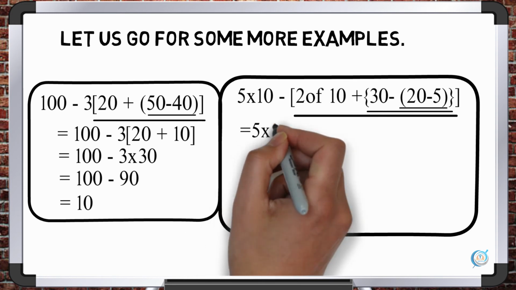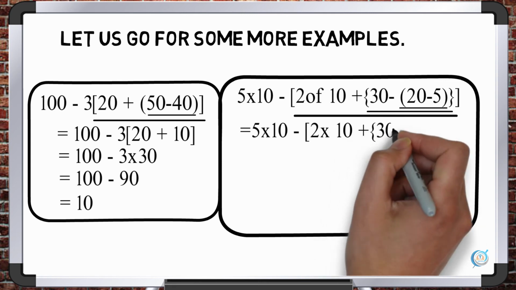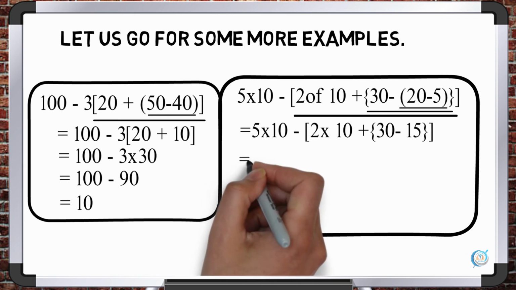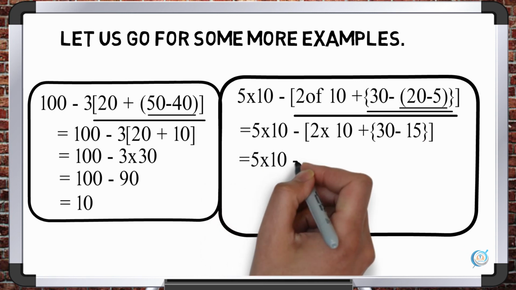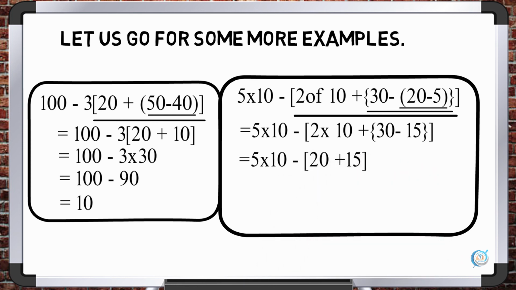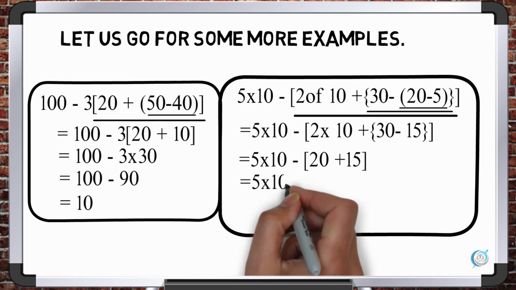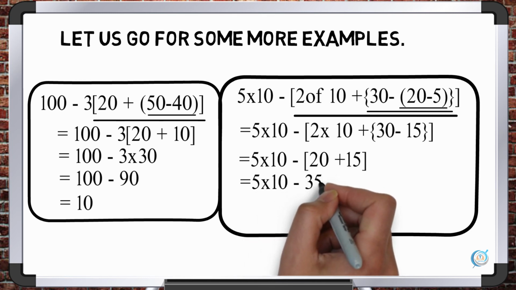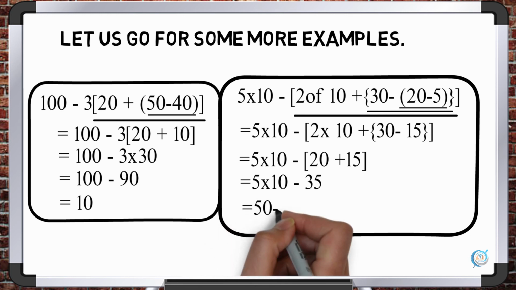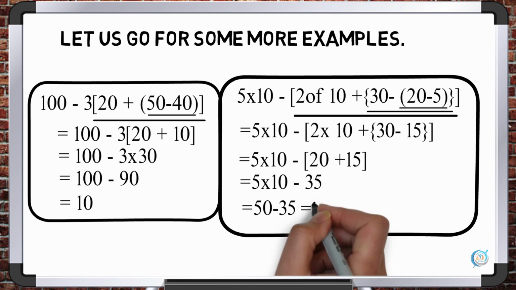So the step will be 5 into [10 minus 2 of {10 plus 15}], because 30 minus 20 minus 5 will be 5. And in the next step, the next interior bracket, that is 10 plus 5, we can write as 15, and 30 minus 15 will be 15. Next step, 5 into 10 minus 35. 20 plus 15 is 35, which is equal to 50 minus 35, doing multiplication before subtraction. So the final answer is 15.